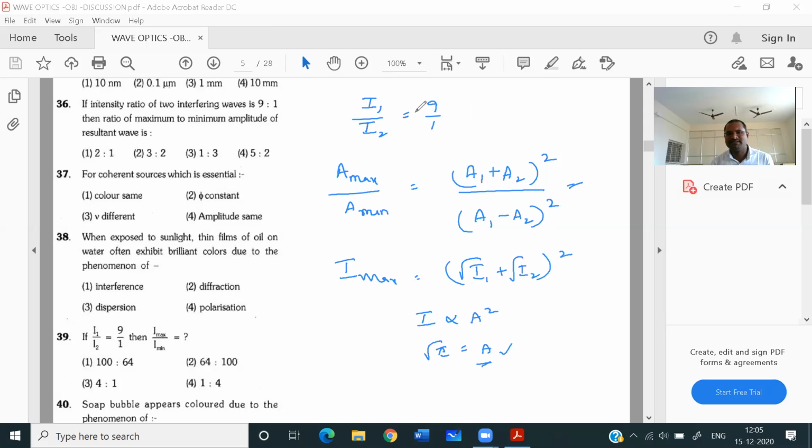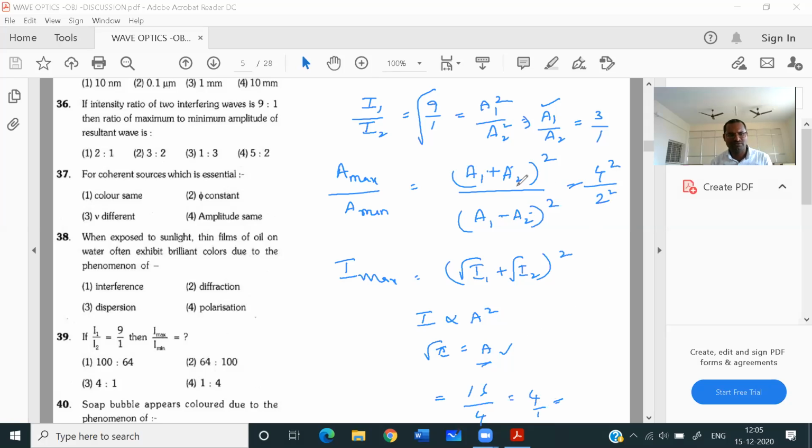So I1, I2 are given. That means A1 square by A2 square is given. That implies what is A1 by A2? Square root them to get A1 by A2. You will get 3:1. Now substitute here. 3 plus 1 is 4, 4 square by (3 minus 1) is 2, 2 square. 4 square is 16, 2 square is 4. 16 by 4 is 4. So 4:1 it is.